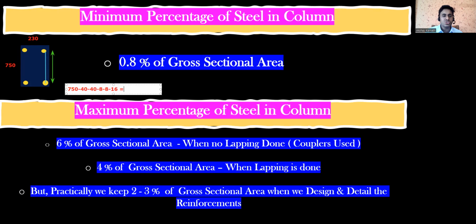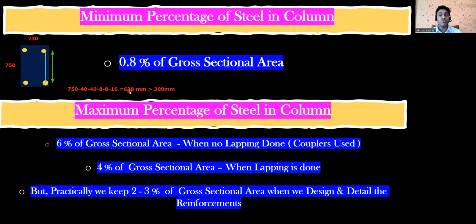Tell me how much you're getting. You'll get more than 300 only. It's very simple. 750 minus 40 minus 40 is minus 80, and 8 plus 8 is 16, so 16 is 32. We're getting 638. So this 638 mm is greater than 300 mm. So now your spacing criteria is not matching. Even though there is no requirement of any bar, as the load is already taken care of.